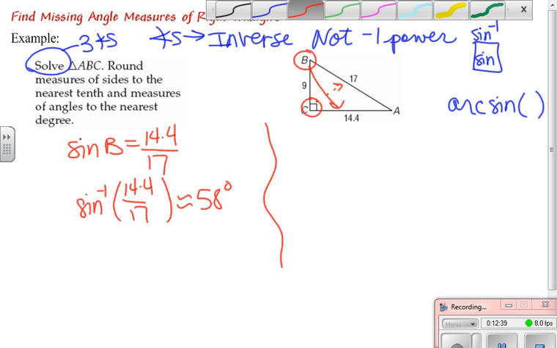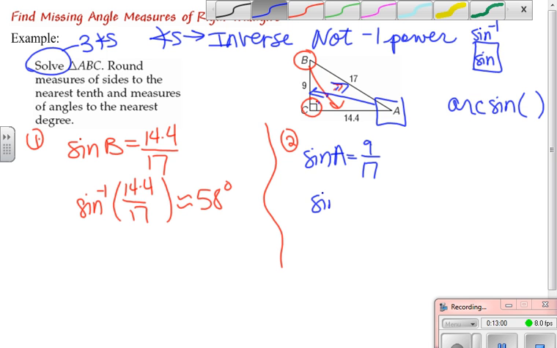Now at this point, I could find A by subtracting, and I would have it. But what if I did B wrong? So a nice way to check is to simply back up and say, well, let's find A on its own merit. So the sine of A is equal to 9 over 17. So the inverse is approximately 32 degrees. And if you take a quick look, if those don't add up to something close to 90, you did something wrong.